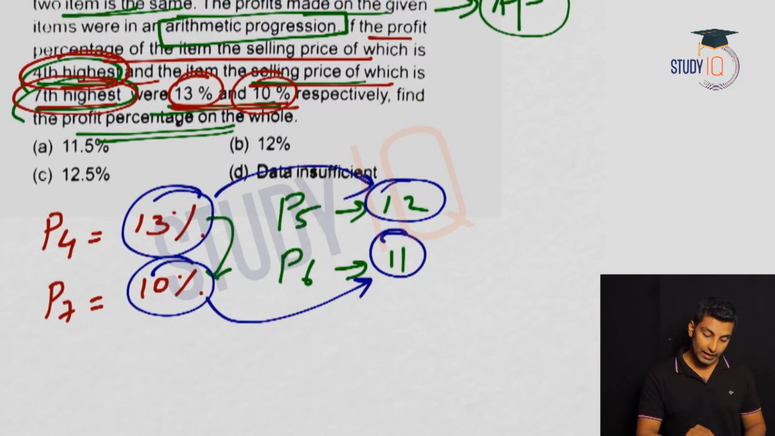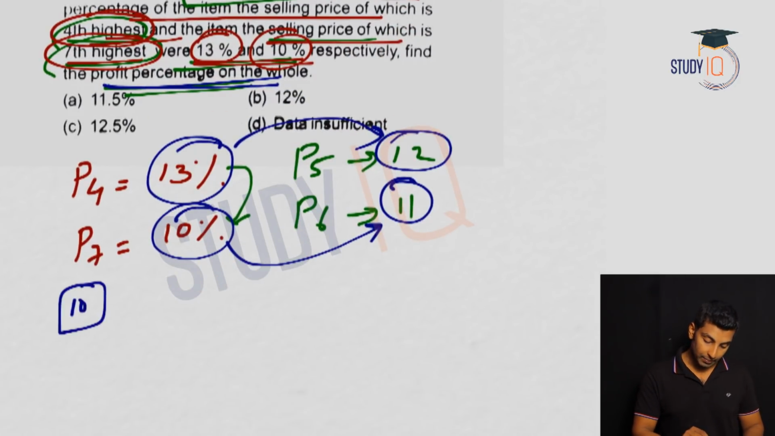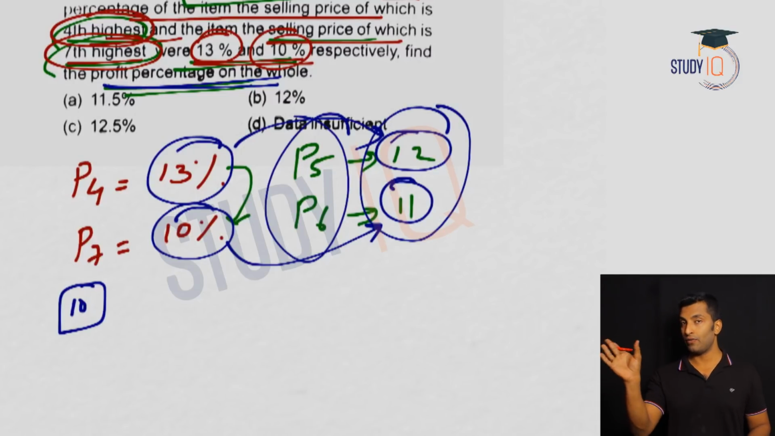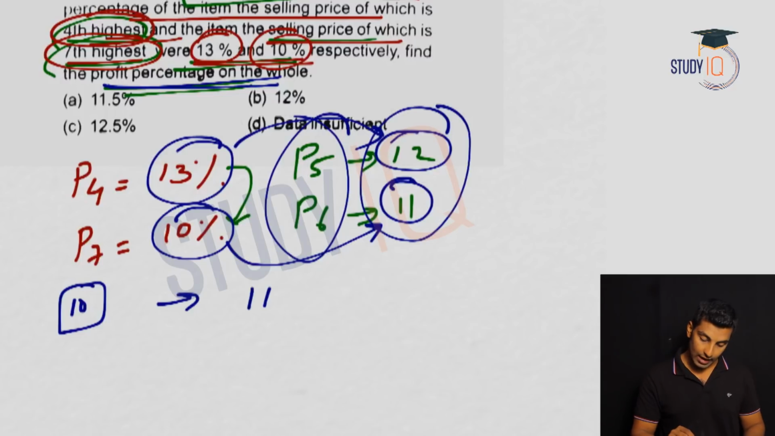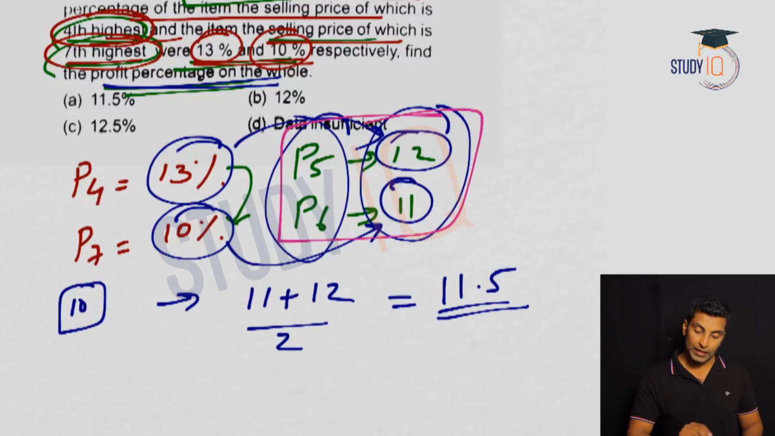Now what is asked? Find the profit percentage on the whole. See, total 10 items and out of that, 10 terms are there. We know the middle terms, these two, right? P5 and P6 are the middle term because 1, 2, 3, 4, 7, 8, 9, 10. So 5 and 6 are the middle terms, right? So what is the average of it? That will give you the profit percentage. 11 plus 12 divided by 2, that is 11.5. See, why we are looking for this P5 and P6 is basically because if you take the average of this, you will get the average.